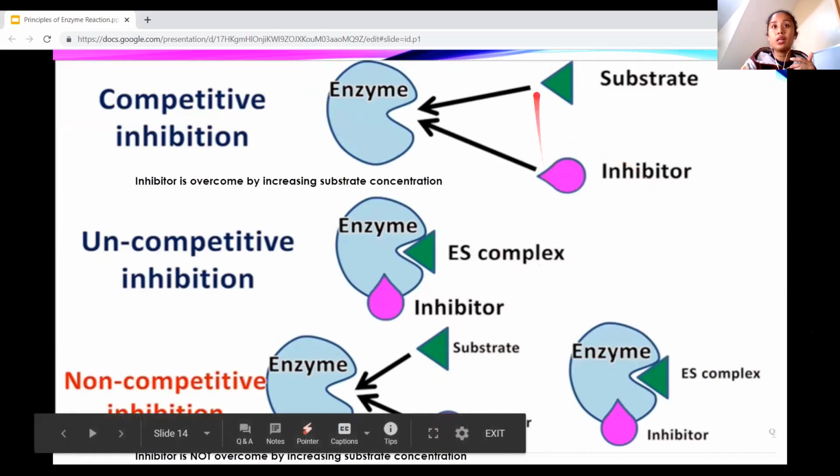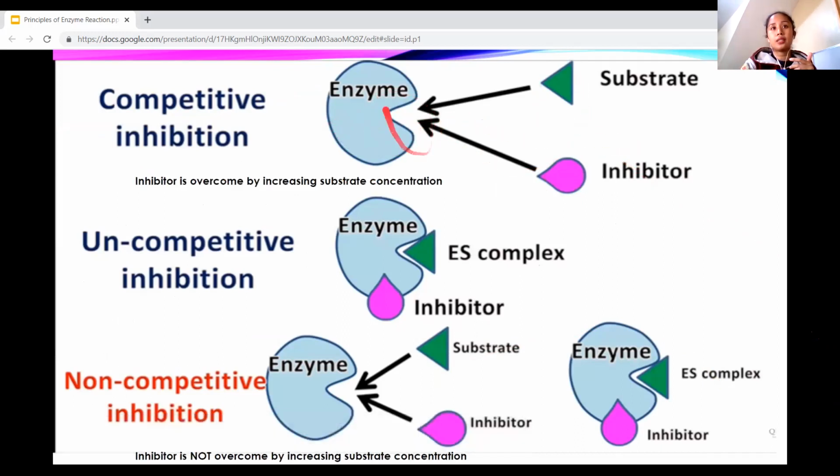So, the inhibitor and the substrate are fighting at the active site of the enzyme. One way to overcome this is to increase the substrate concentration. So, apparently, there is a competitive inhibitor in your chemical reaction. Say you're in the laboratory and there is an inhibitor.